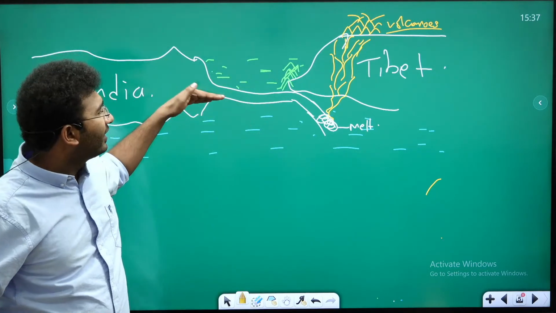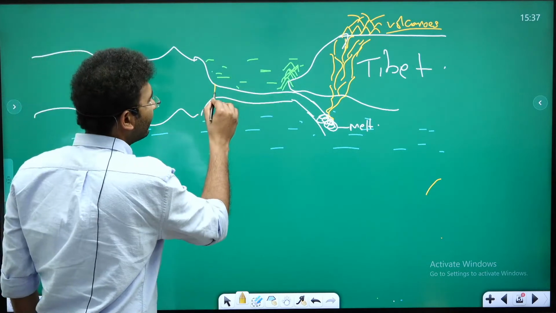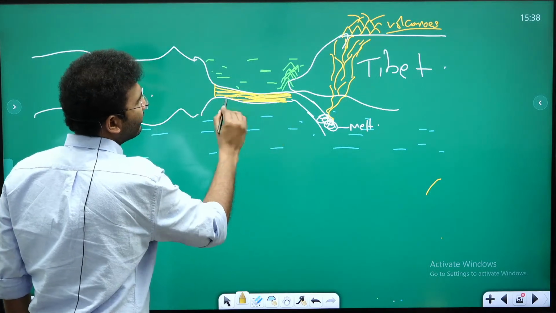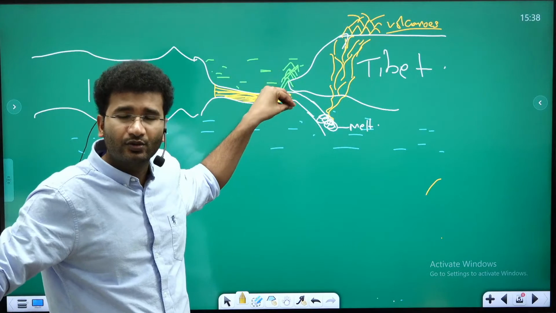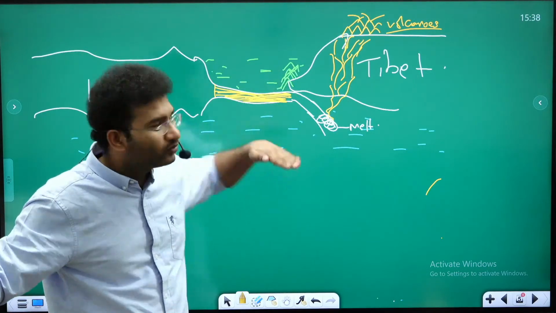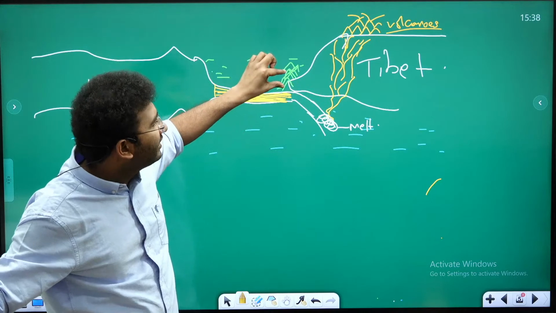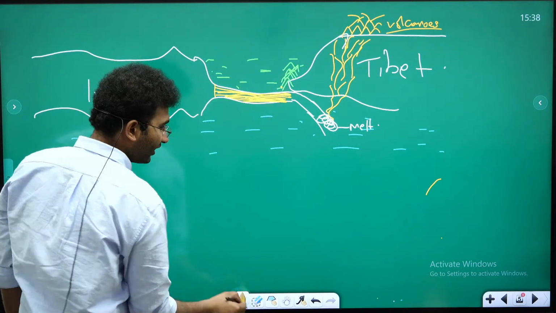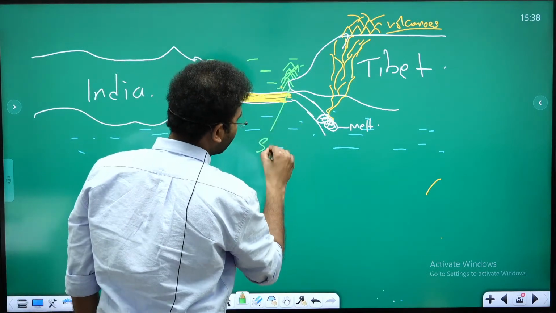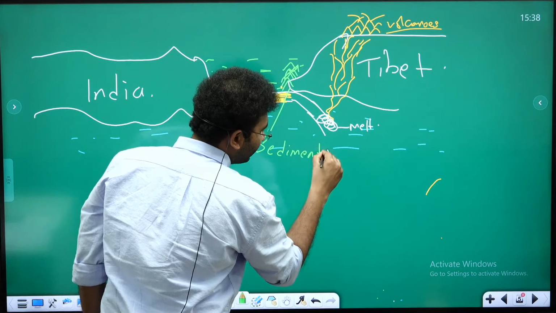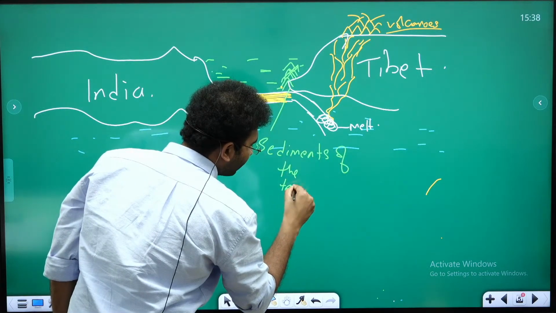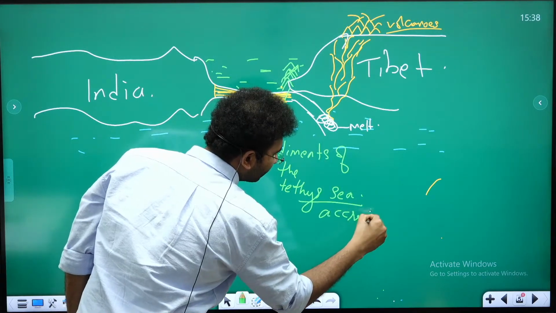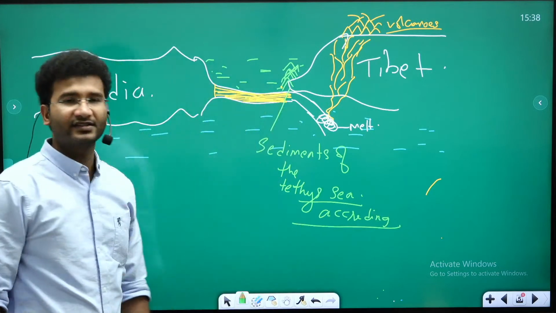But see, whenever the oceanic plate, until here, let us consider this as an oceanic plate. The density of the oceanic plate is higher, and there is a lot of sediments which are present in this ocean. These sediments, as it starts to move towards the Tibetan plate, the material accretion starts. Right? The sediment accretion. What is happening here? Sediments of the Tethys Sea accreting. This is how the sediments of the Tethys Sea start to accrete.